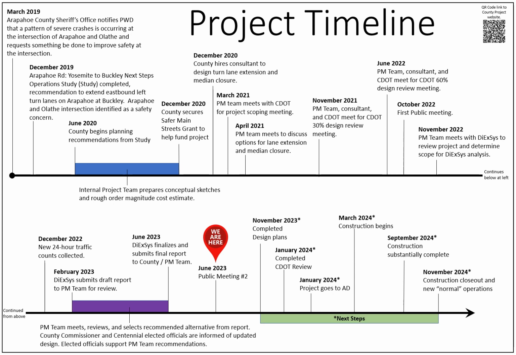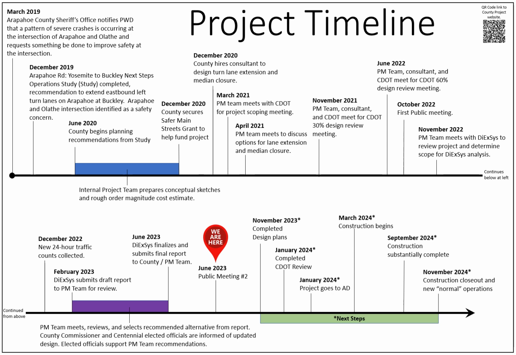In December 2020, the county was awarded a Safer Main Streets grant to help fund construction of the project. The county hired a design consultant to begin design of the turn lane extensions and median closure at Olathe. The project team worked with CDOT on design approval and in October 2022 held the first public meeting to inform local residents of the project.